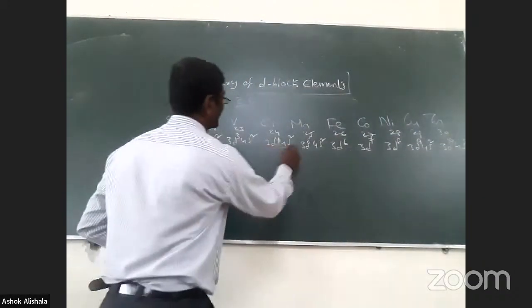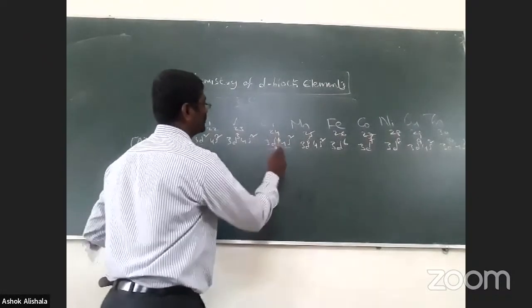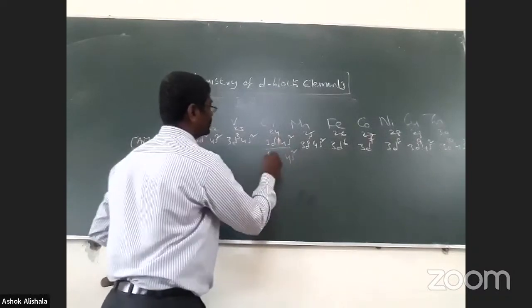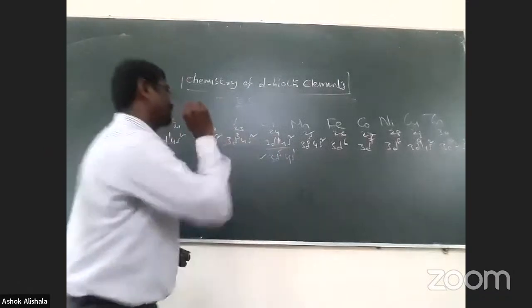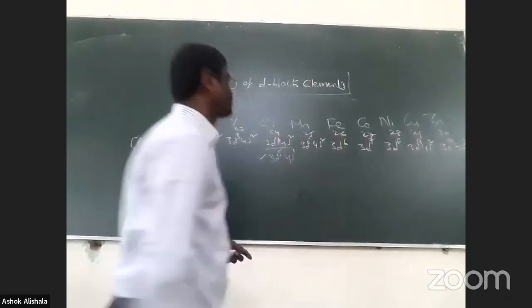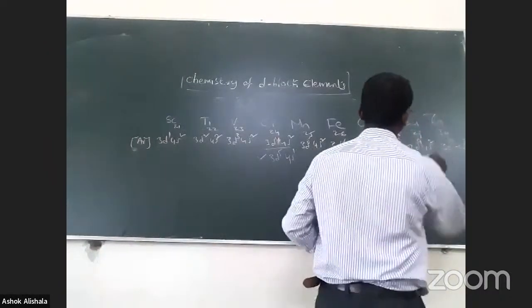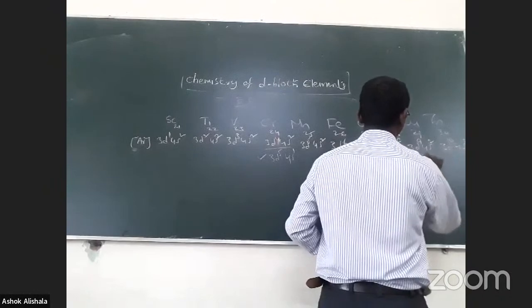gone wrong here, where chromium. So the expected configuration is 4s2, 3d4, but the observed one is 4s1, 3d5. This is very important. Frequently questions may be posed from this area. And here also, copper. This is also 4s1, 3d10.